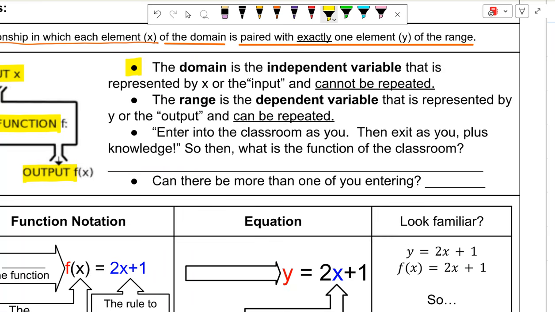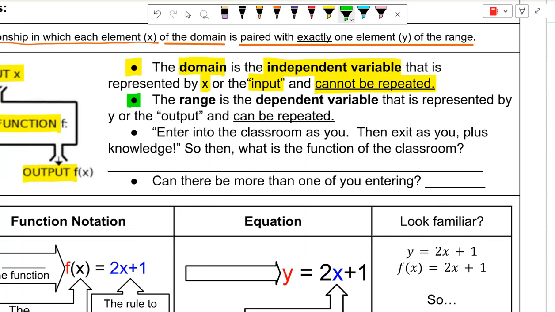The first one says the domain is also known as the independent variable. So those are basically synonyms. They mean the same in math. And they are represented by the x, which is another name for domain or independent. And another name for x is the input. So you have 4 different names for the same thing in math: domain, independent, x, and input. Now, the x value, or the input, or the independent, or the domain cannot be repeated.